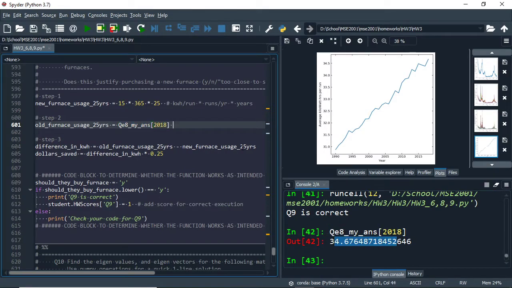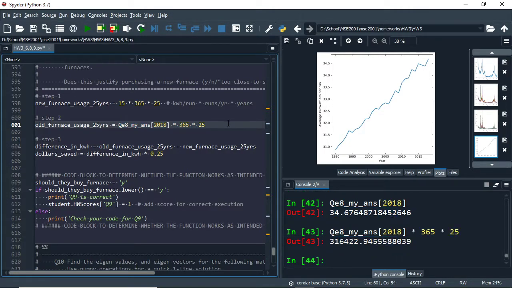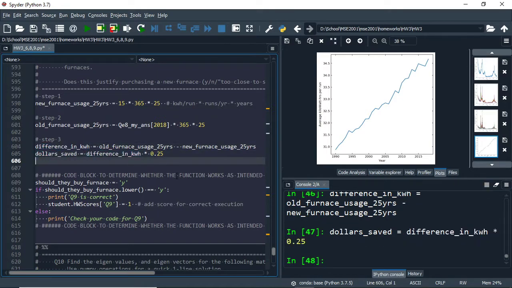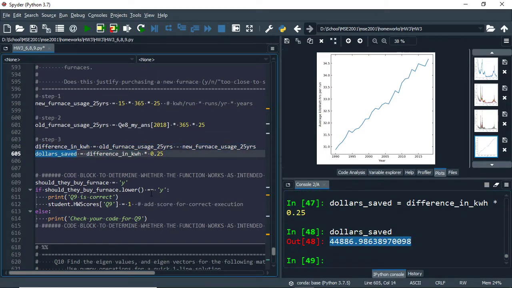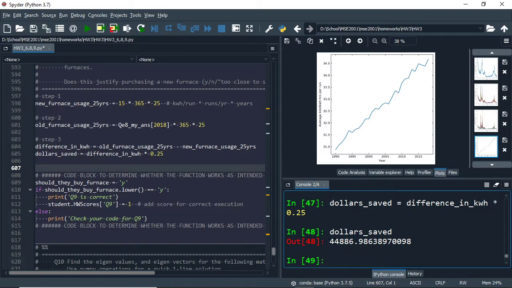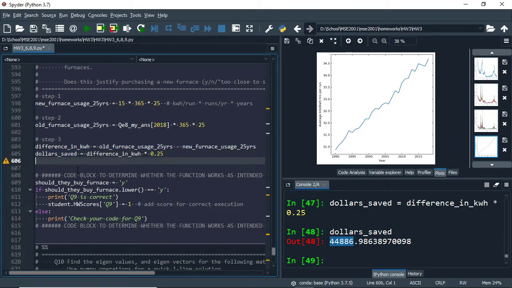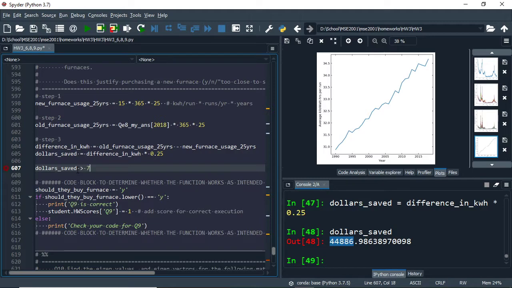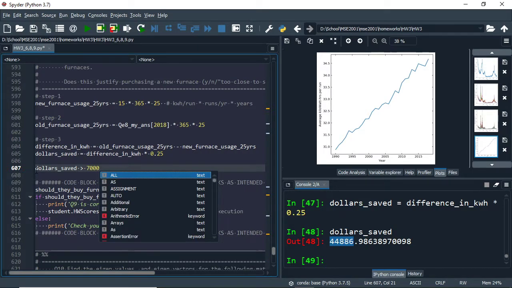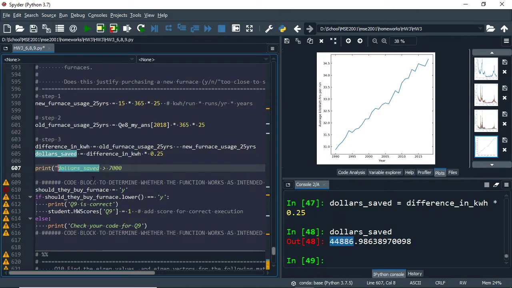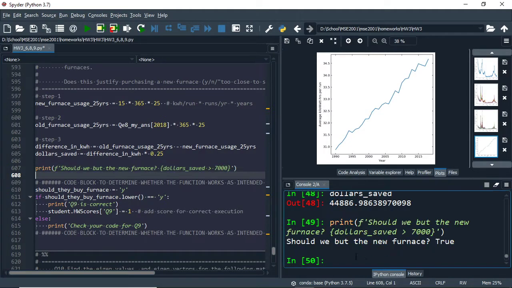So it's 34 per run. There's 365 runs. There's 25 years. That difference, even if the furnace doesn't get any worse, we still save a lot of money by buying the new furnace. So, in fact, we can say dollars saved is greater than dollars spent. If I write there, I'll say print. Let's get fancy here. Should we buy the new furnace? And voila, true.